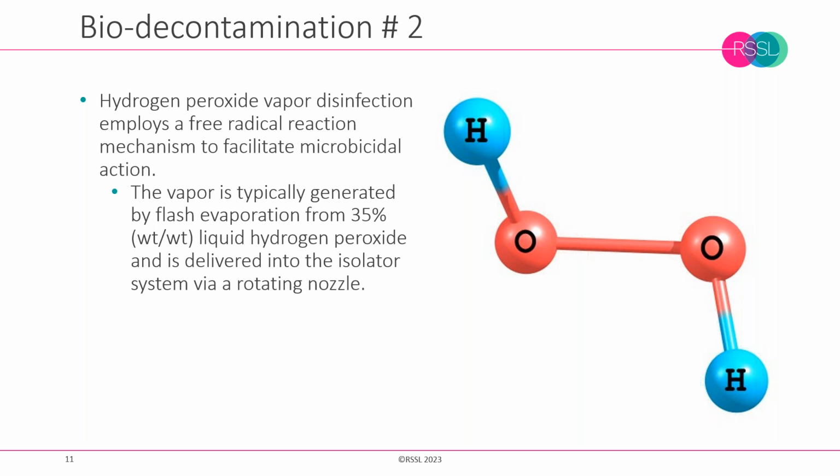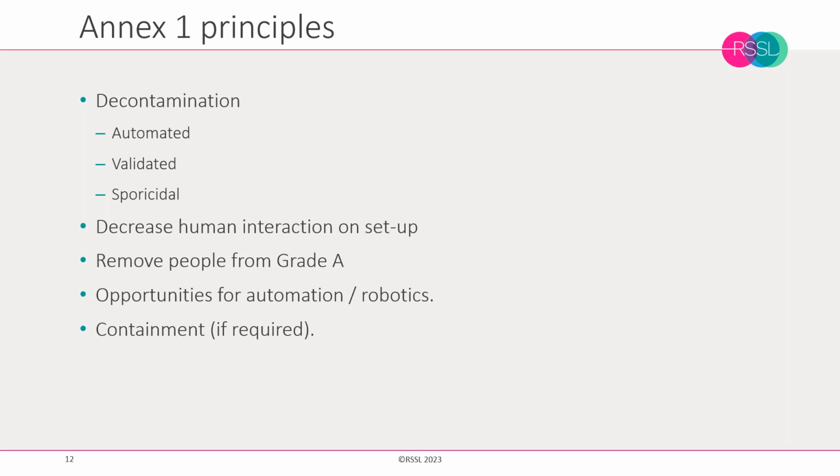So putting those elements together, and if we distill the fundamentals from Annex 1, and this is one of the reasons for this series of webinars, is that decontamination should be automated, and we can also add in it should be reproducible. It should be validated or qualified in some way, and it should be of a sporicidal nature, able to show efficacy against a resistant microorganism.